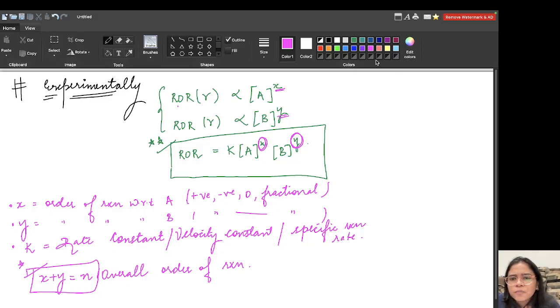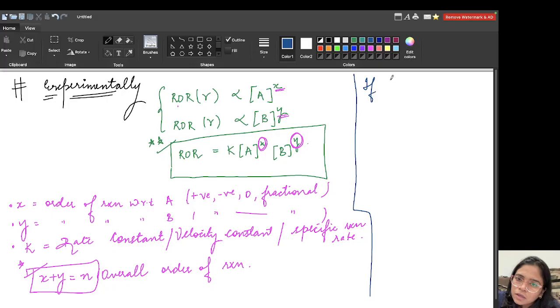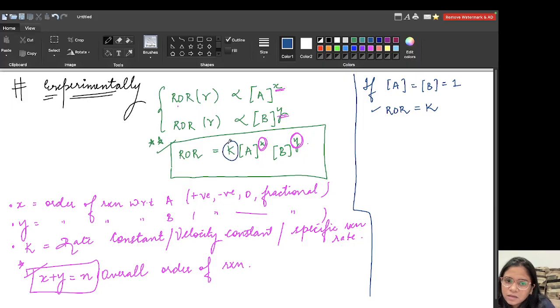Now, if the concentrations of A and B are all equal to 1, then what will happen? My rate of reaction will be equal to K. And what will be the unit of K? Just put K on one side and put everything else in the denominator, and you'll get the unit. So rate of reaction divided by A raised to the power x, B raised to the power y will be equal to my K, correct?